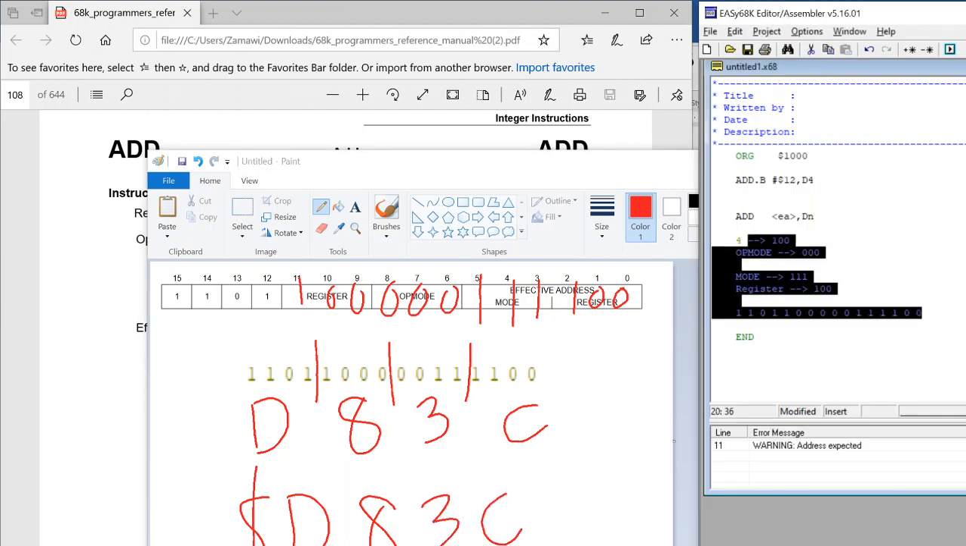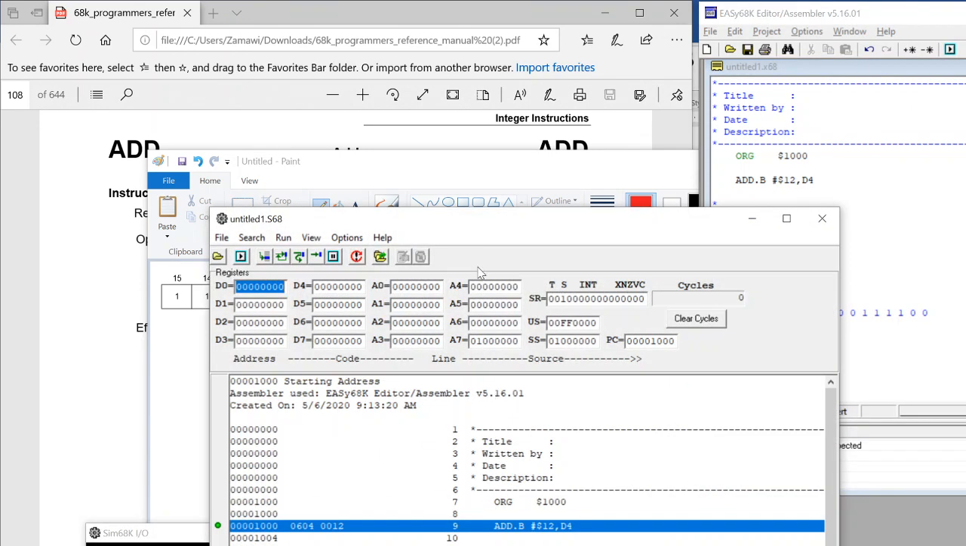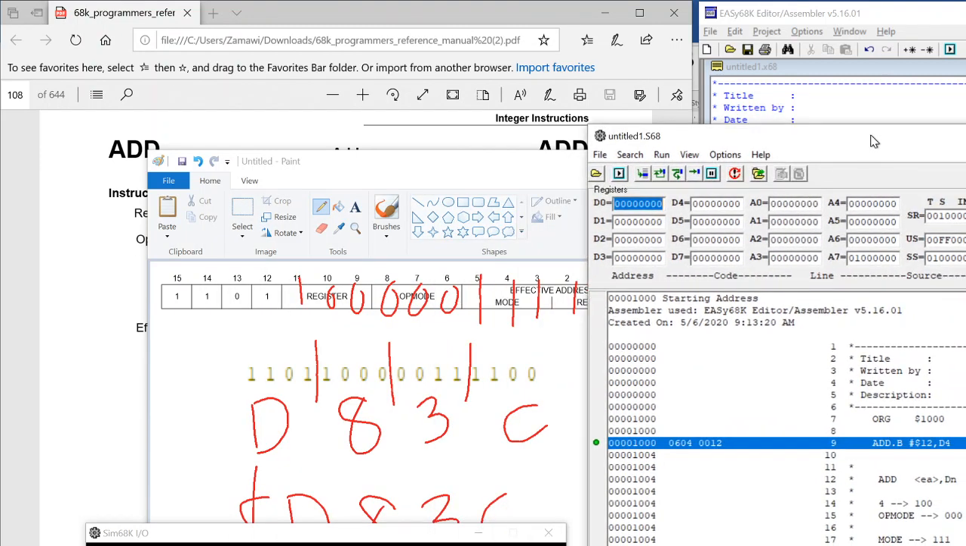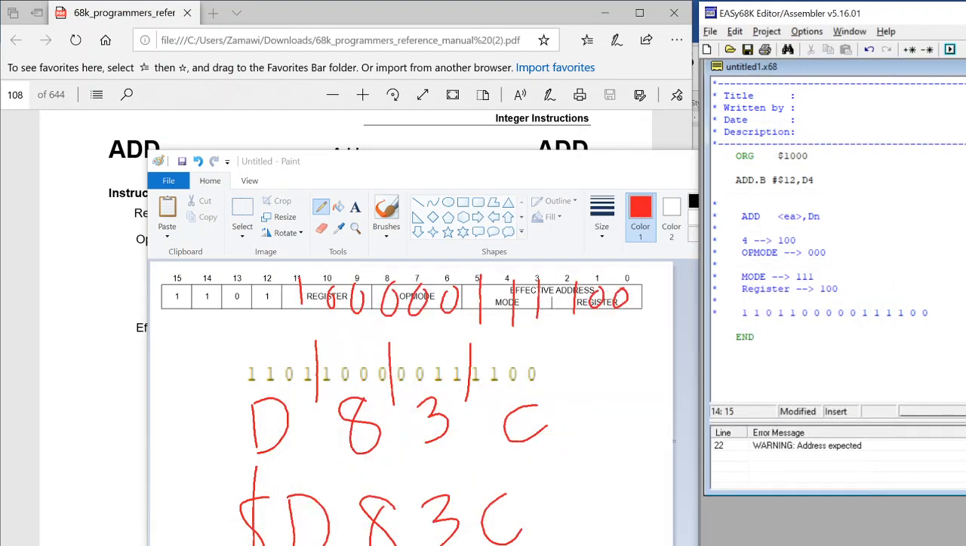Compile this one. It's different, right? I think there's something wrong over here, because this is 06. By right, it should be D. So it's okay. I think something is a bit different over here, but we're going to have another example. Okay, let's try another example here.